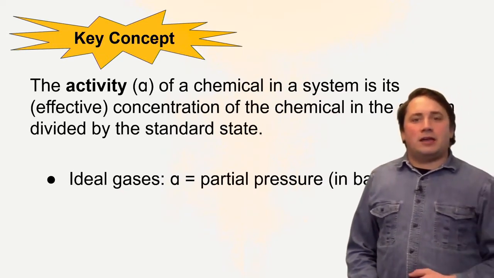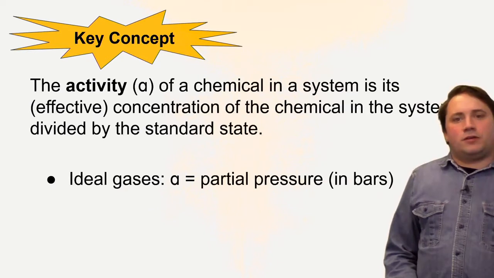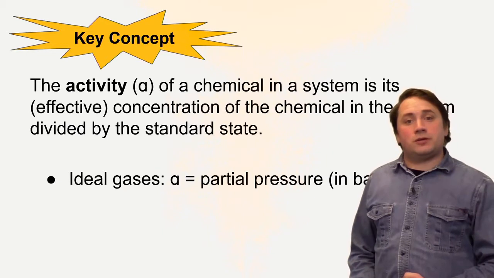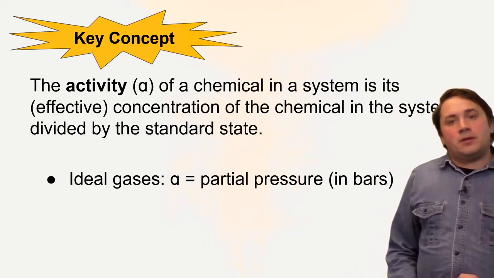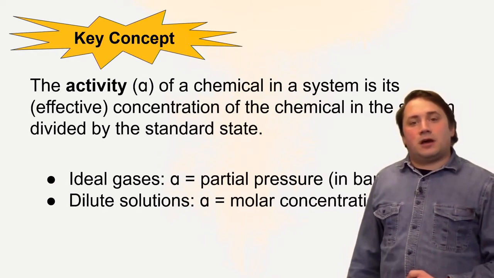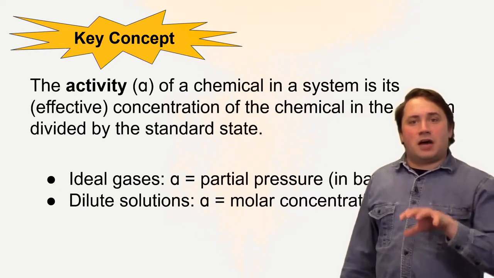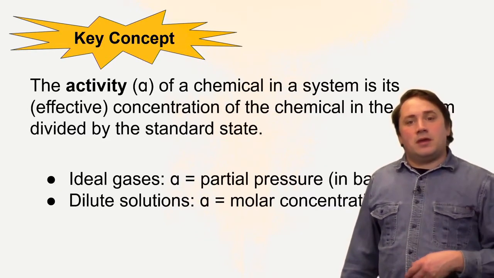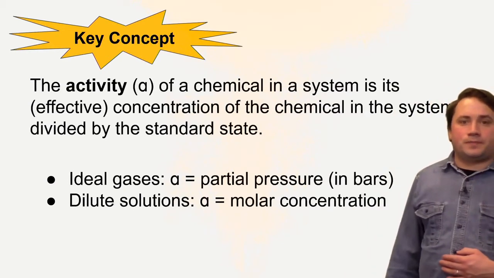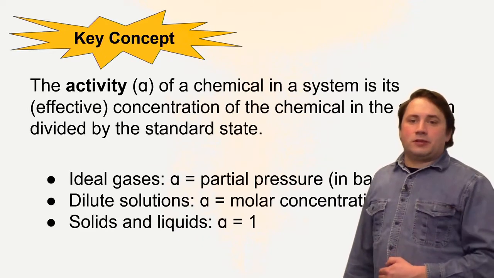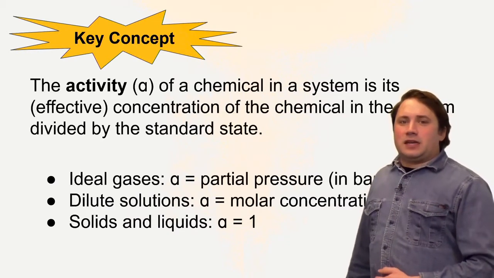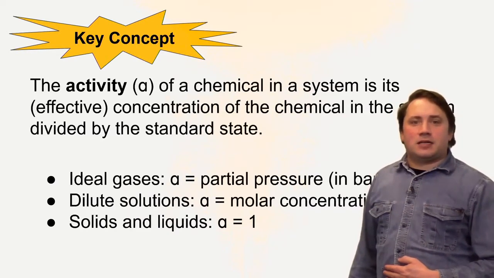Similarly, for a solute in a dilute solution, you'll recall that the standard state for a solution is a 1 molar solution, so 1 mole per kilogram. Alpha is simply the molar concentration of your solute. So if you have moles per kilogram on the top and 1 mole per kilogram on the bottom, then those units just cancel, and you end up with alpha equaling your molar concentration. And for any pure solid or pure liquid, the activity is always 1. So let's move forward with these definitions and see what we can do with this concept of activity.